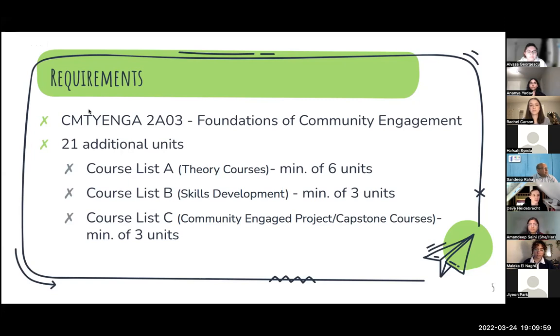Course list A is specifically theory courses, with a minimum of 6 units of requirements. And then course list B is the skill development courses with a minimum of 3 units. And then finally, course list C, which is the community engagement project / capstone courses with a minimum of 3 units of requirement.